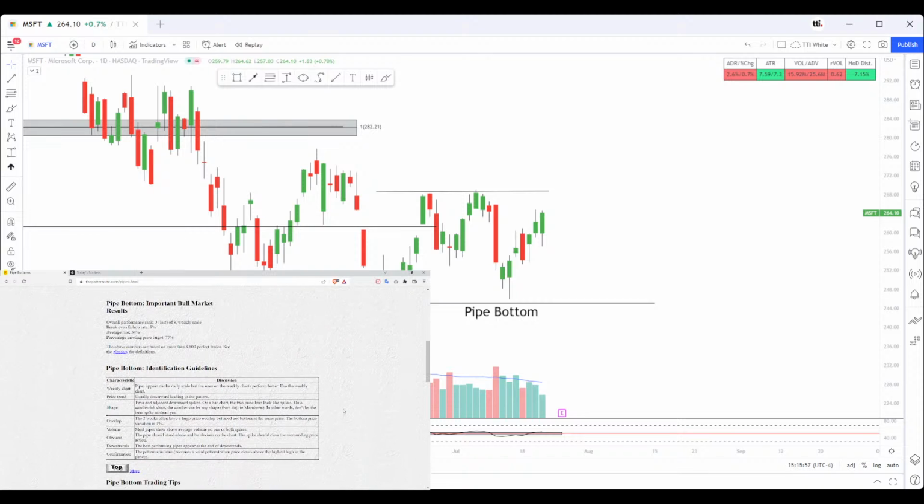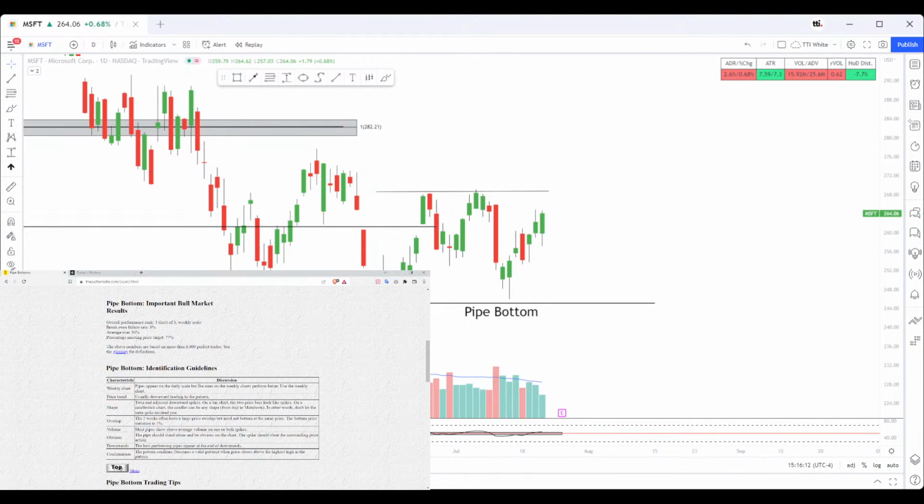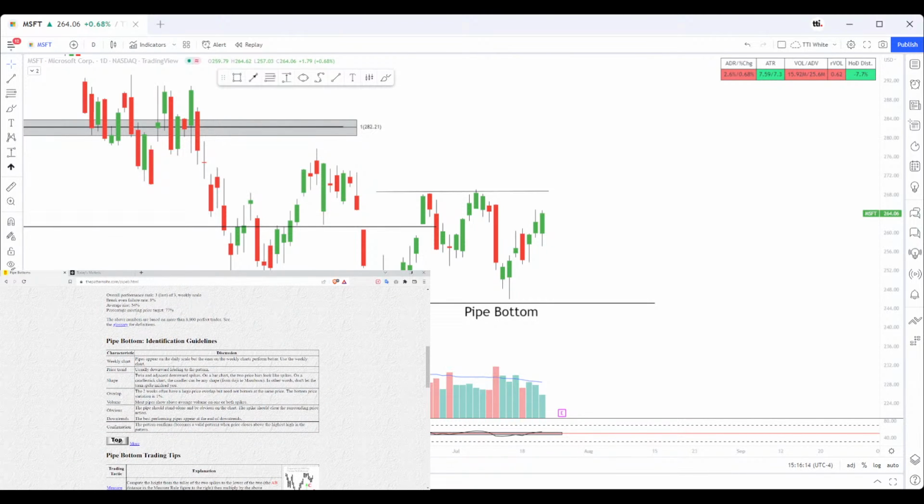So what we're looking for, stream, if you're watching this browser that's up right now, identification guidelines. Pipes appear on the daily scale, but the ones on the weekly chart perform better, so we're going to use the weekly chart. Bulkowski uses the weekly chart for these pipe bottoms. Price trend for the bottoms is usually downward leading into the pattern. Twin and adjacent downward spikes. On a bar chart, the price bars look like spikes. On a candlestick chart, the candles can be any shape from doji to marubozu. In other words, don't let the term spike mislead you.